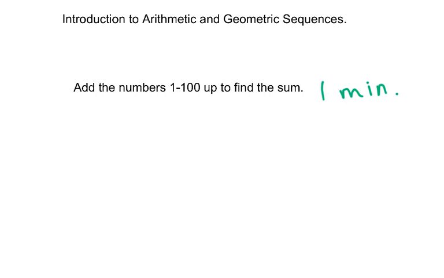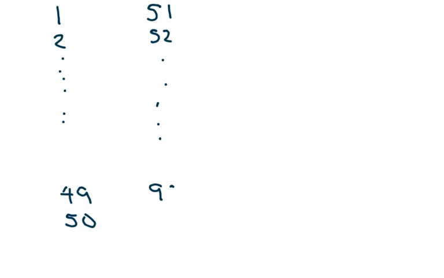So, have you had a chance to add the numbers up? Did you decide to group them together or find a pattern? So this is what he did. Basically, he took the numbers 1 through 100, and he might have written them horizontally. I'm going to write them down. So he took 1, 2, all the way down to 49, 50. Then he put 51 here, 52, all the way down to 99, 100. And simply what he did was add these numbers up here.